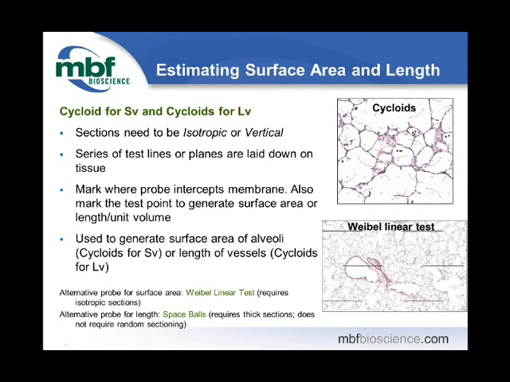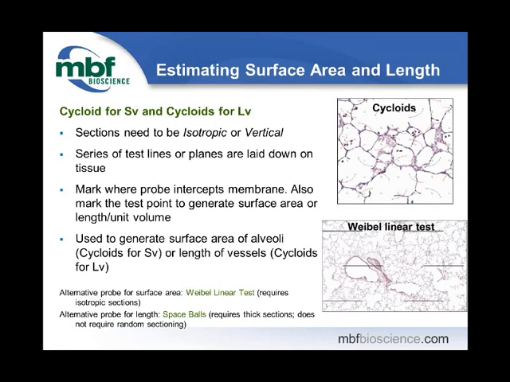And if we look at the top illustration on the right, the red cycloid lines are probing for the surface area. So it's your job to mark every place where a red line intercepts a plane of the surface area of the alveoli. The more interceptions you get, the more surface area there is. In this probe, you also mark points down every time one of these little corners falls on the region that you're probing. So this Cycloids for SV probe will actually give you a surface area per volume estimate.